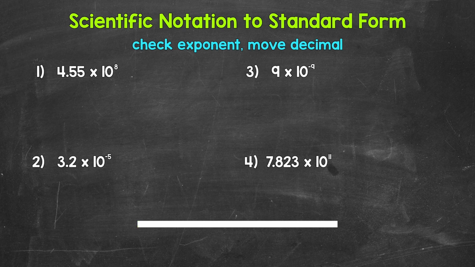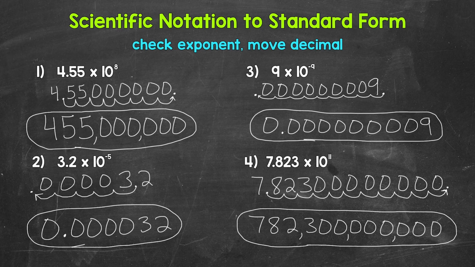Okay, so let's take a look at the answers here and see how you did. So here are the answers for numbers 1 through 4. For number 1, we had a positive exponent of 8. So we needed to move the decimal 8 places to the right. For number 2, we had an exponent of negative 5. So we needed to move the decimal 5 places to the left.